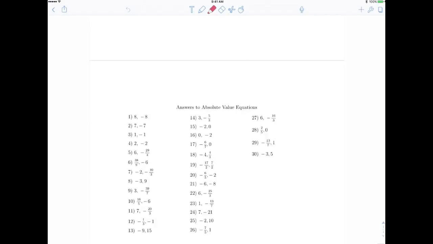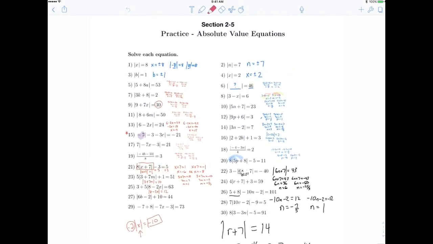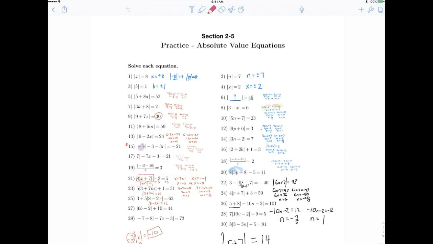Okay, now let's go over anything that you had for section 2-5, which is what?